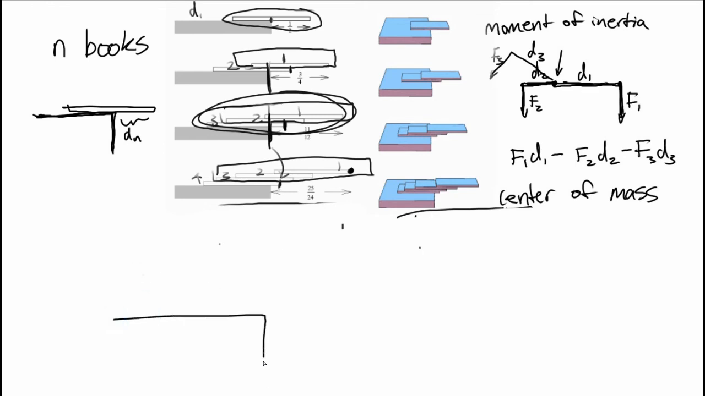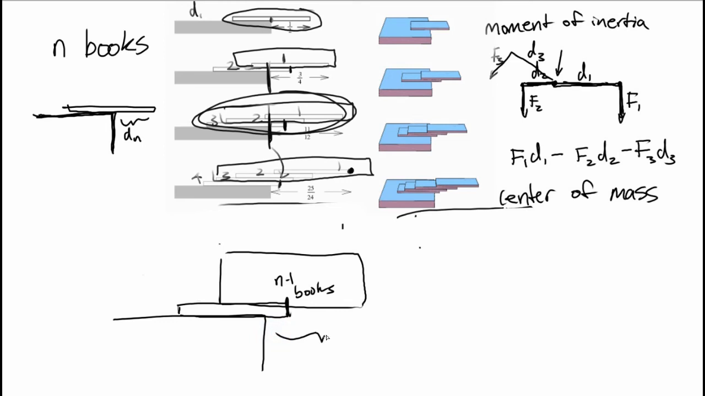Let's say we have an edge right here, and we have a book. We have one book here, and we're going to treat n minus 1 books as a huge mass again, with the center of mass over here, and this is going to be d_n. We want to find the moment of inertia around the edge, this point right here. So how do we do that?